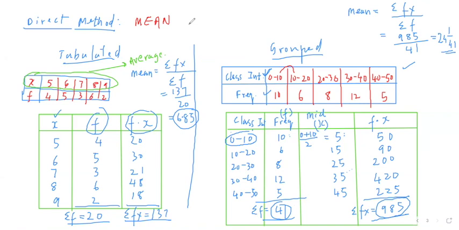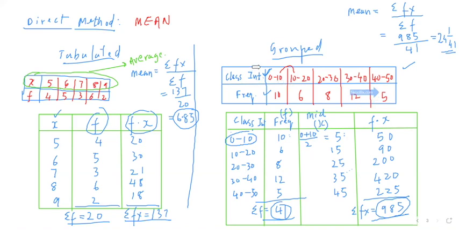Let's say class interval was marks in a particular exam, and frequency is the number of students who got those marks. So on a test in, let's say, history, out of 50 marks, between 0 and 10 marks, 10 students. Between 10 and 20 marks, 6 students. Between 20 and 30 marks, 8 students. Between 30 and 40, 12. And the ones who got between 40 and 50 marks, the bright students in the class, or the high scoring students in the class, 5 students were there.